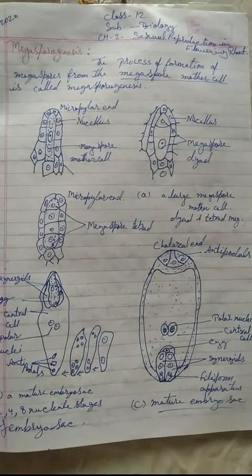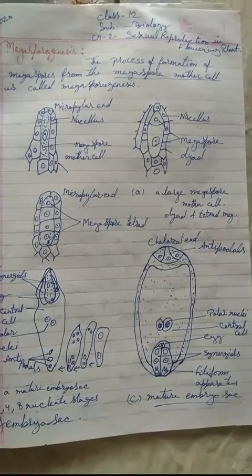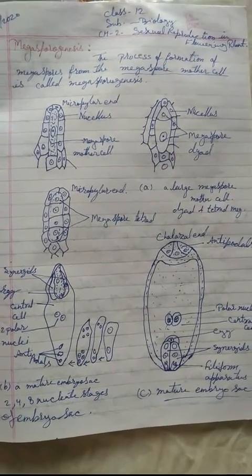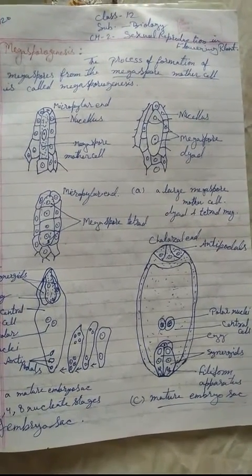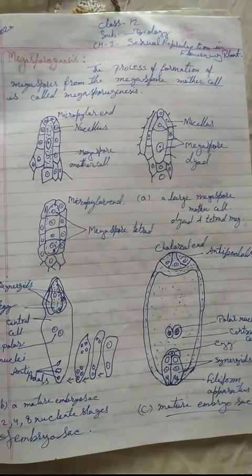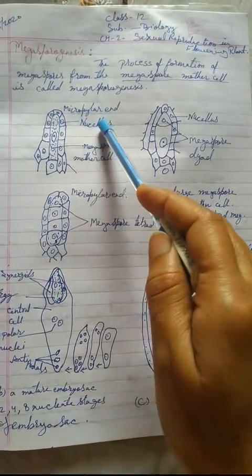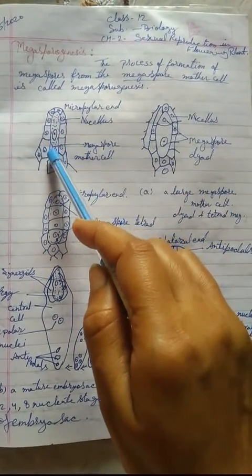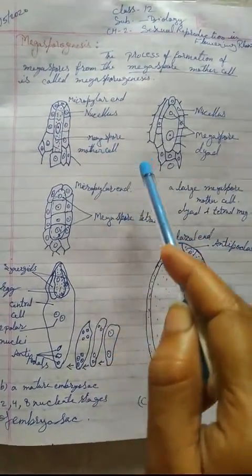Megasporogenesis. The process of formation of megaspore from the megaspore mother cell is called megasporogenesis. Showing the figures. Figure A. This is the micropylar end. This is called the nucleus. This is present in the center. It's called the megaspore mother cell.